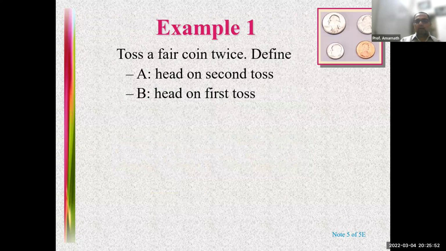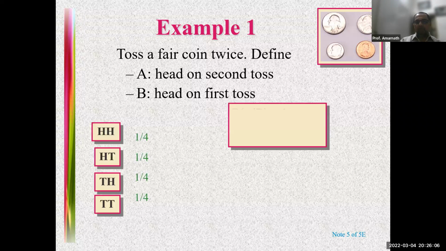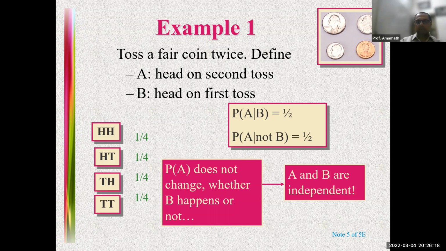Toss a fair coin twice. A is heads on the second toss, B is heads on the first toss. The probability of A given B is 1/2. The probability of A given not B is 1/2. P of A does not change whether B happens or not. So A and B are independent.